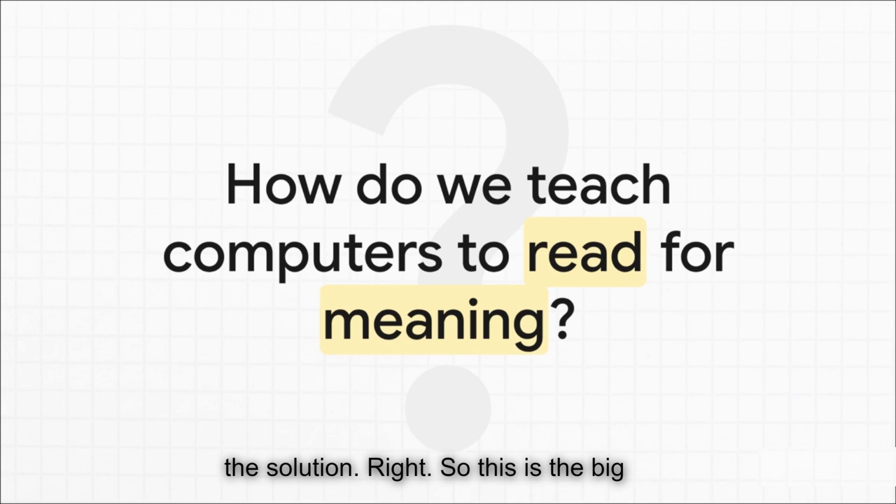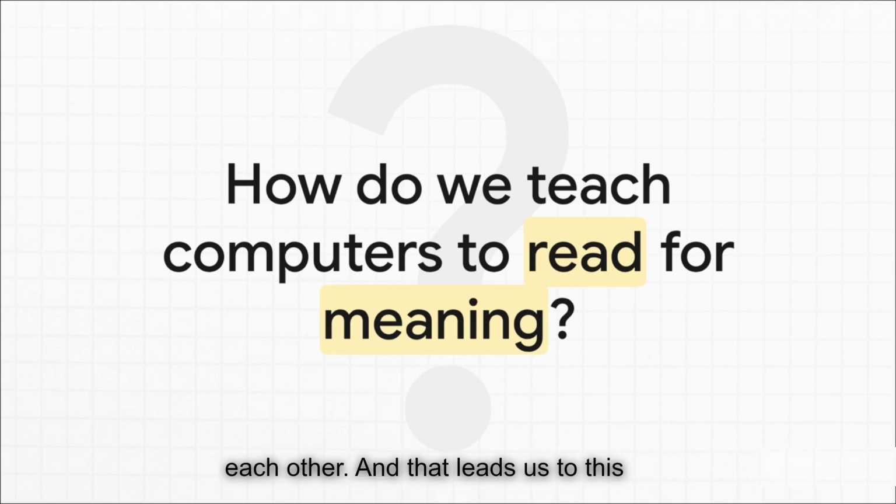Right, so this is the big question, isn't it? If I tell you, the big red dog chased the cat, your brain just instantly gets it. You know who did what to whom. But to a computer, that's just a sequence of letters and spaces. So the trick is to teach it to see the structure, to see how the words relate to each other.